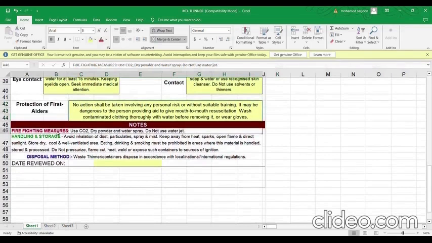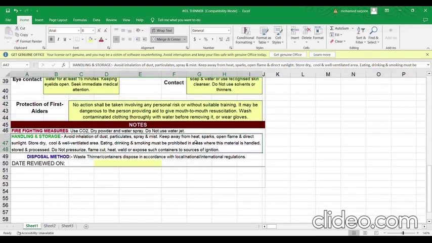Notes: firefighting measures. Use CO2, dry powder and water spray. Do not use a water jet. The firefighting equipment recommended by the manufacturer is CO2 and dry powder. Do not use a water jet, which can increase the fire.